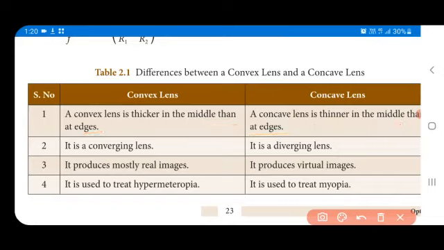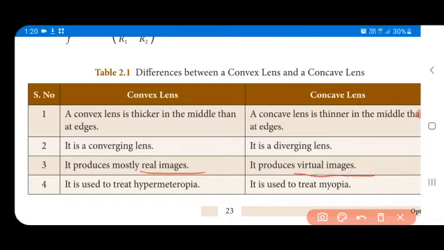And then convex lens is a converging lens. It converges all the light rays at a particular point. And then concave lens is a diverging lens. So it splits the light rays. Convex lens produces real images, and then concave lens produces virtual images.